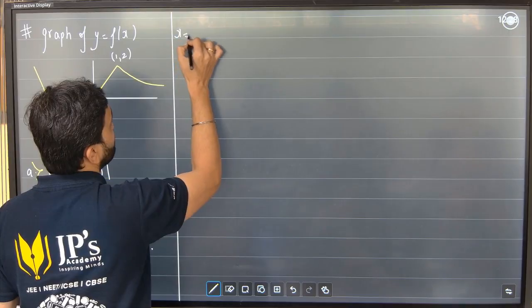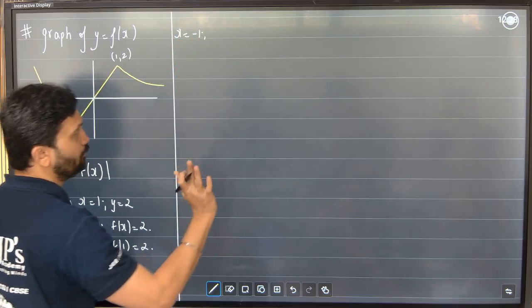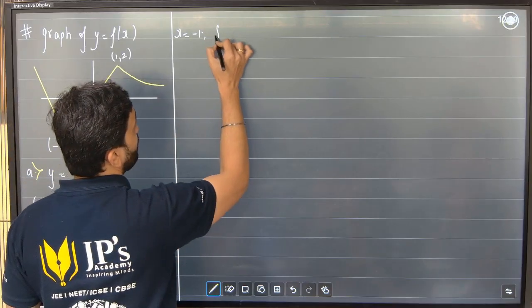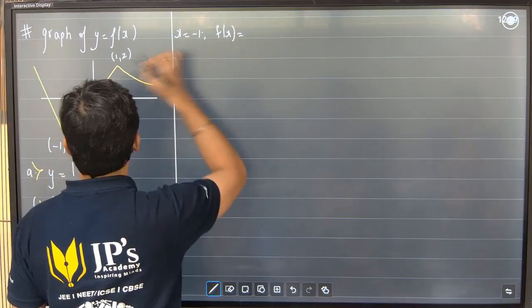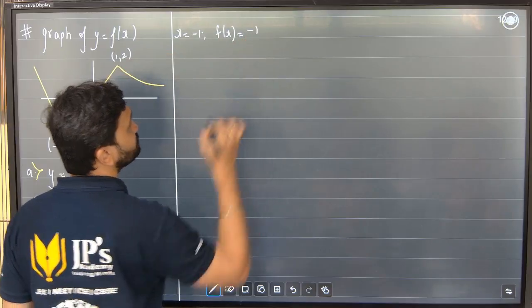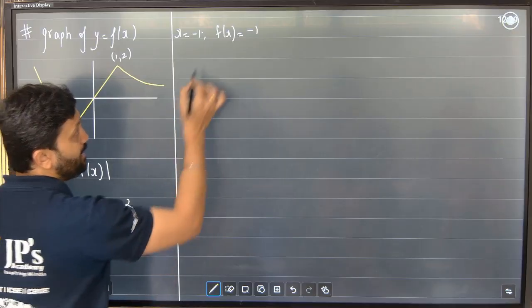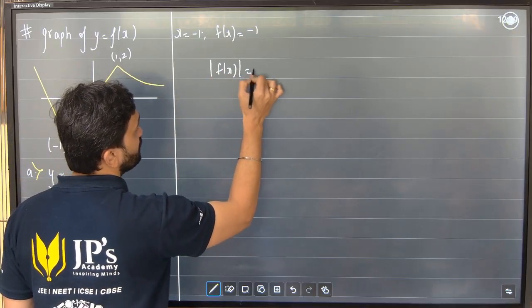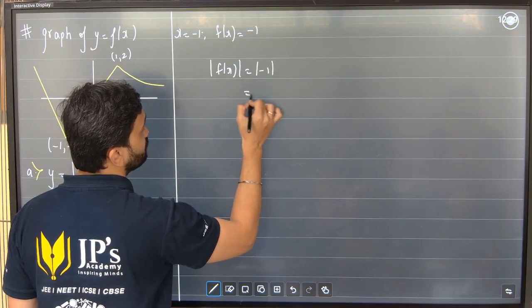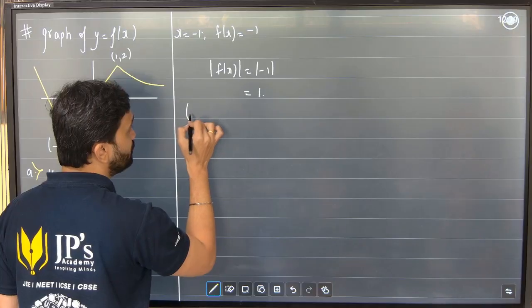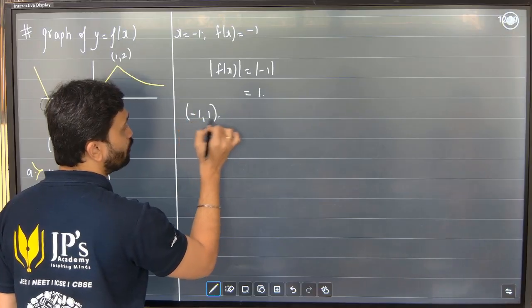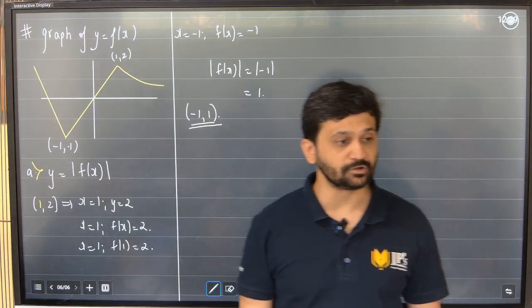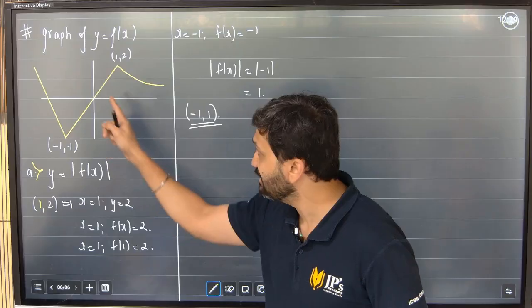Where x is minus 1, you can't do anything about x. They have asked for mod of f of x. So the value of f of x is given as minus 1. And if I take its mod, mod of f of x is the absolute value of minus 1, which is 1. So your point will become (minus 1, 1). Minus 1, 1 will come in the second quadrant. Its exact mirror image will be formed.